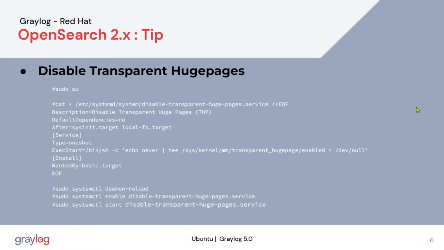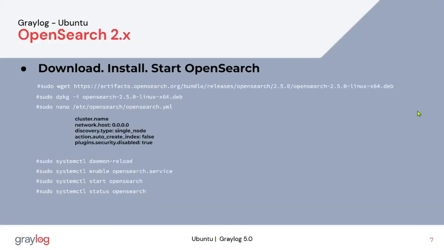So before installing OpenSearch, you may prefer to disable transparent huge pages to improve performance. Let's continue with installing OpenSearch. First, what we're going to do is download the deb file. Then we're going to extract the package, install, and then modify the opensearch.yml file, reload and restart. Let's go.